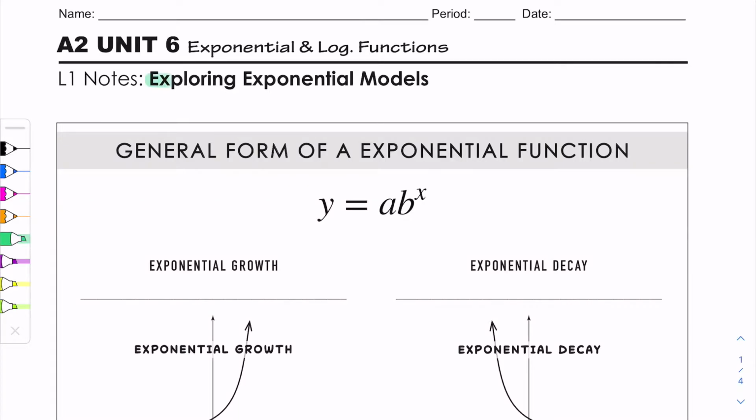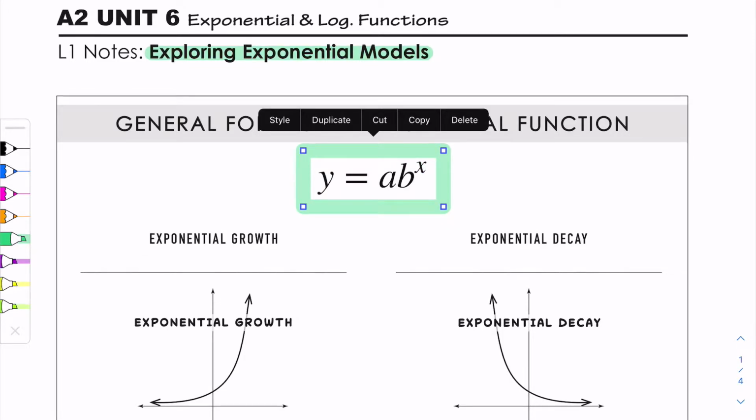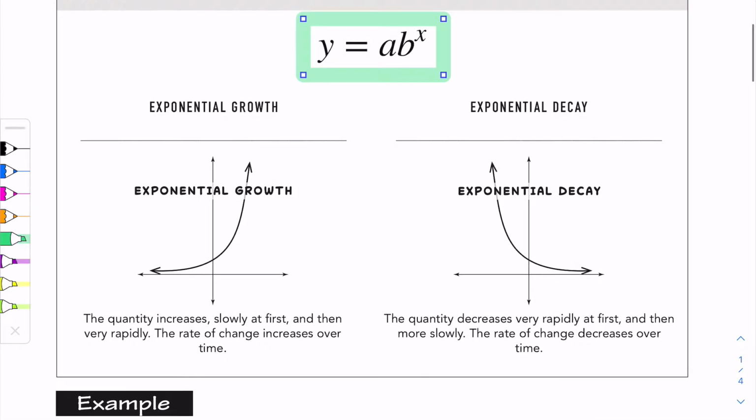Today's lesson 1 of Unit 6, and we're looking at exploring exponential models. So to start with, we're going to look at the general form of an exponential function, and that would be this equation right here. y is equal to a times b to the power of x. So exponential growth, if it was graphed, looks like this one here. An exponential growth starts close to the x-axis and rapidly increases.